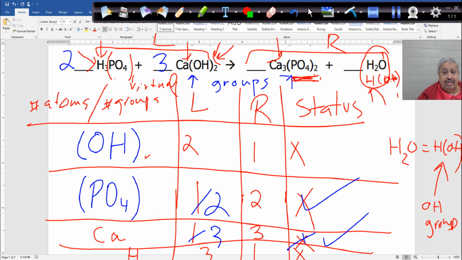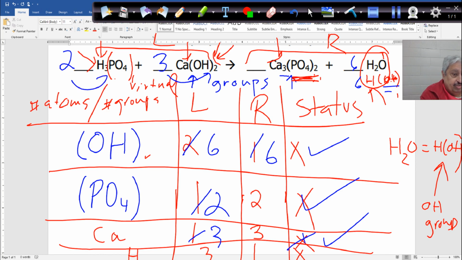Now the OH is 3 multiplied by 2, 6. How about putting 6 in front of it? I have 6 OH groups, correct? So then OH is 6 on the left and 6 on the right, correct? How about the hydrogen? Hydrogen 2 multiplied by 2 is 6. And the hydrogen 6 multiplied by 1 is 6.